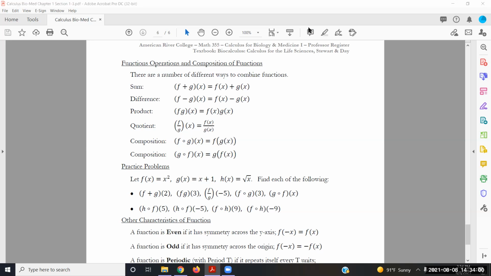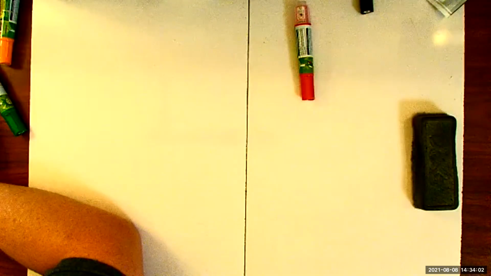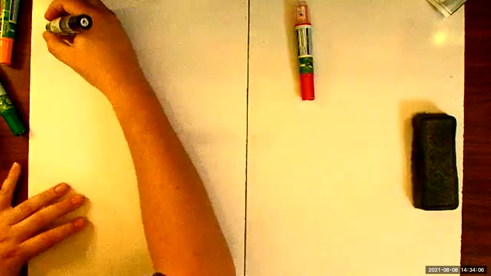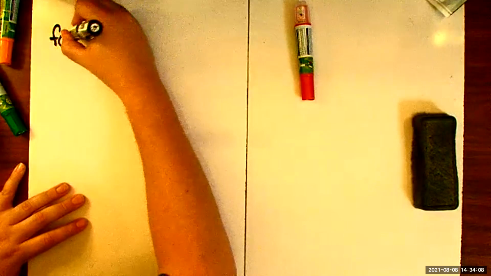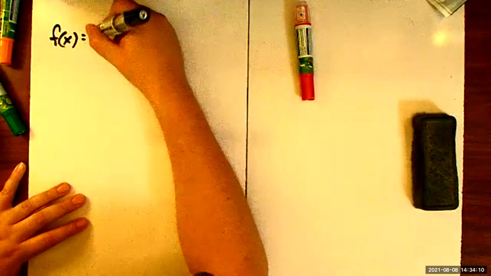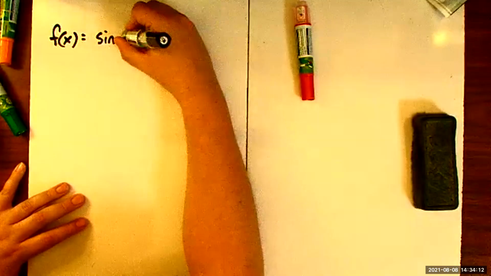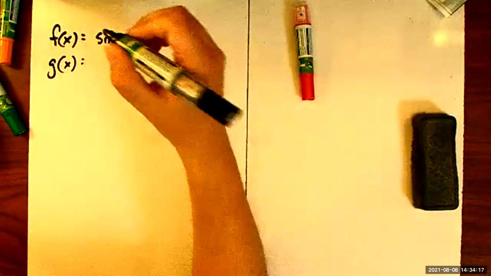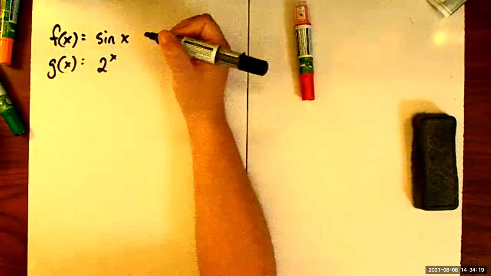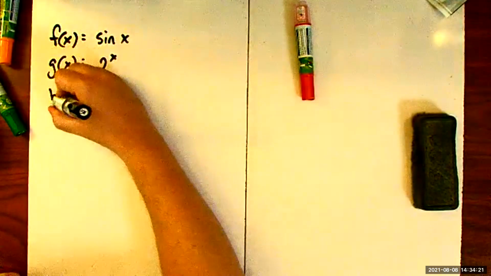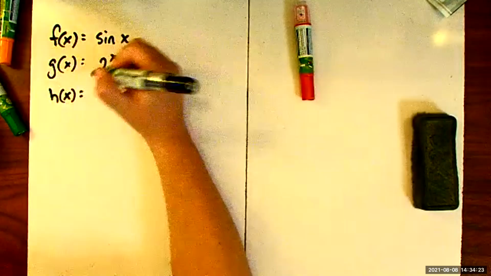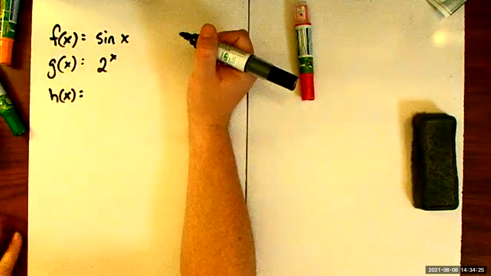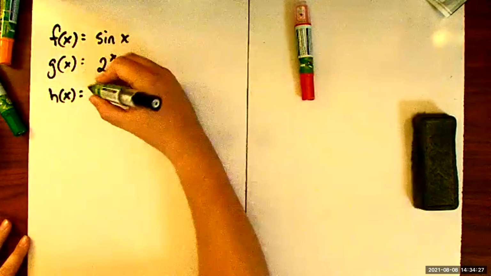And so let's do an example. These are kind of boring examples. Let's do a fun one. So let's say that we have f of x is equal to sine of x. Let's say that g of x is equal to 2 to the x. And let's say that h of x is equal to, how about the square root of x?